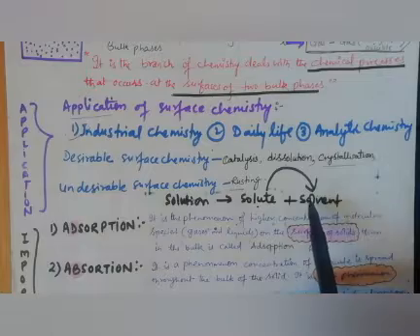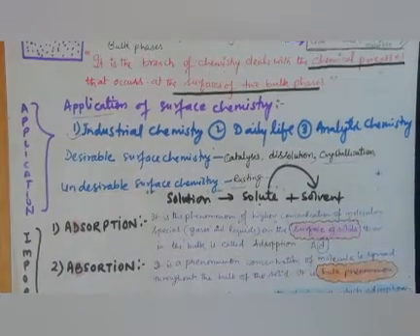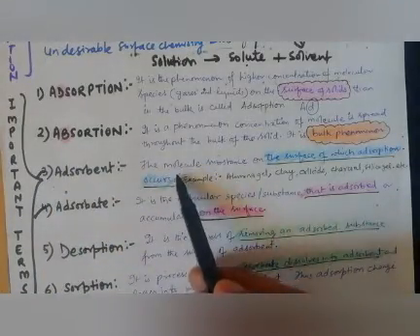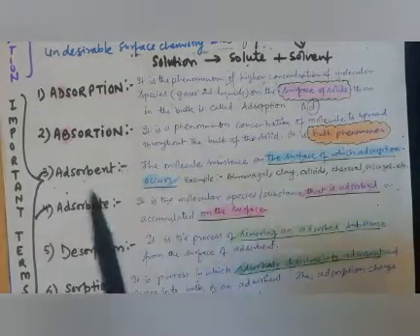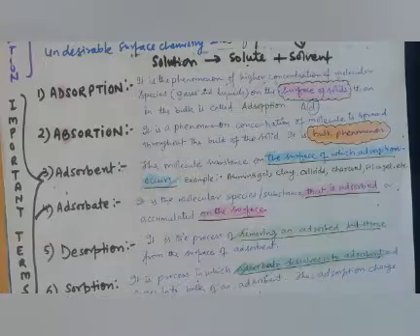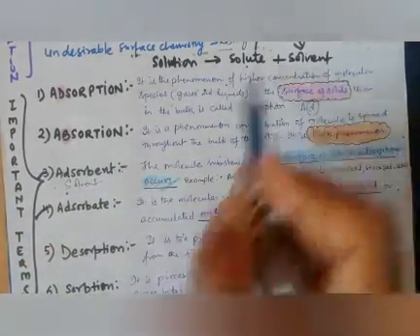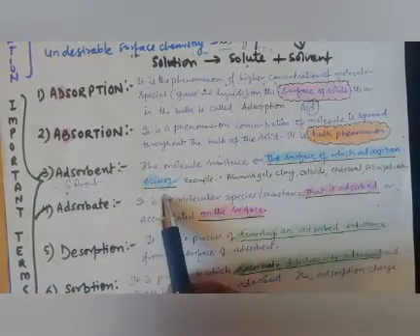Solute is that which dissolves inside the solvent, and solvent is that which allows the solute to dissolve inside it. In the same way, adsorbent and adsorbate are there. Adsorbent is the substance on the surface of which adsorption occurs. You can say it is kind of a solvent. Solvent allows the solute to enter. Similarly, adsorbent is that on whose surface the adsorption is occurring.